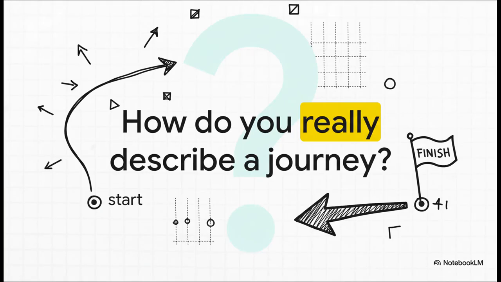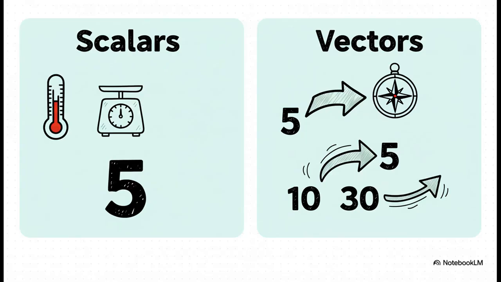Let's just stop and think about this for a second. If I told you I traveled 5 miles, do you have any clue where I am? Of course not. You're missing half the story. You know the how much, but you don't know the which way. You're missing the vector. And this slide right here just nails that difference perfectly.